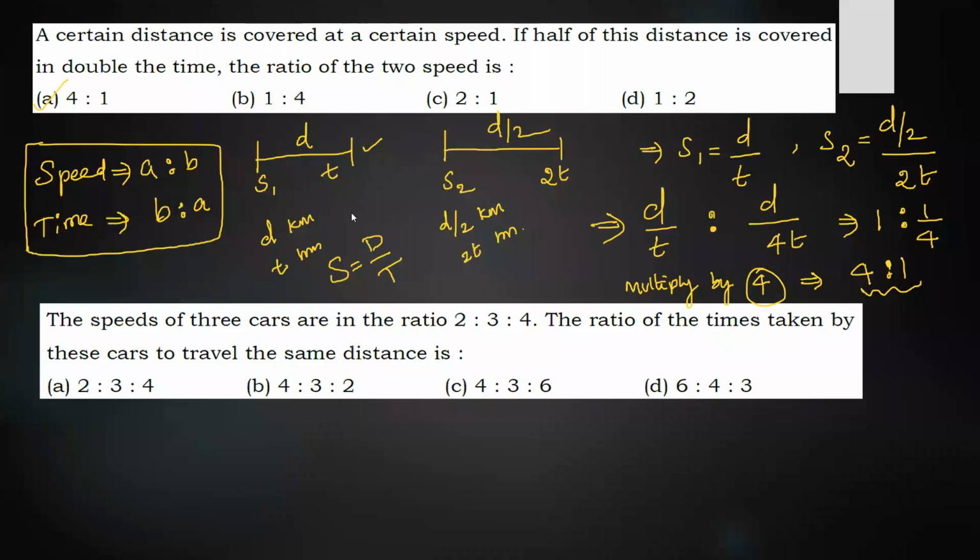Any doubts? Please respond. Sorry, so clear. Just take any value. Okay, just I'm taking D and T. That's all.